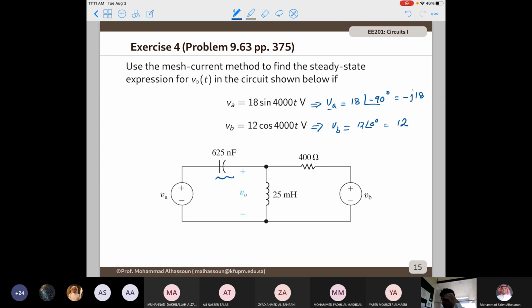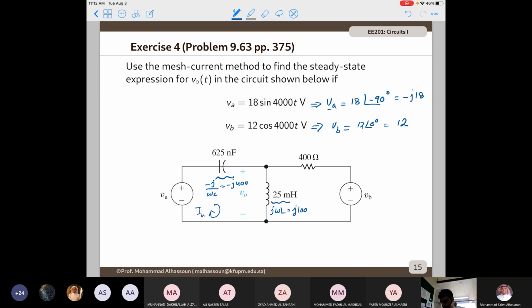So now let's convert the elements into impedance. For the capacitor, it's going to be negative J divided by omega C. Omega here is 4000. C is 625 nanofarad. So if you do the math, you will end up with negative J400. For this one it is J omega L, and L is 25 millihenry. Omega is 4,000, so you will end up with J100. And for the resistors, their impedance is exactly the same as the resistance.